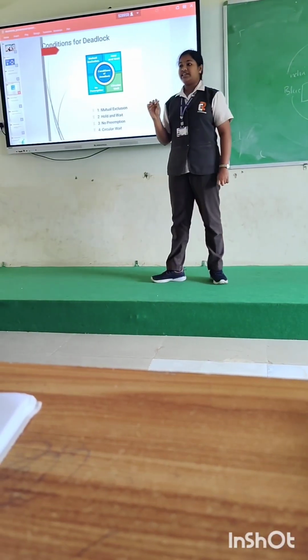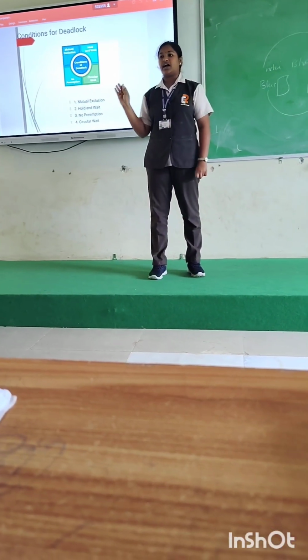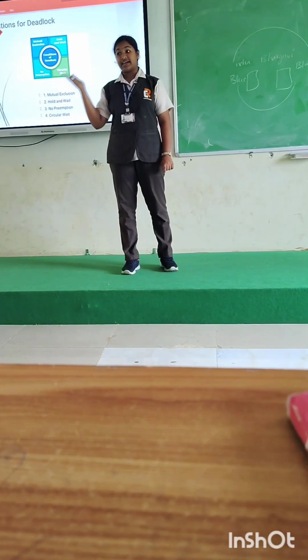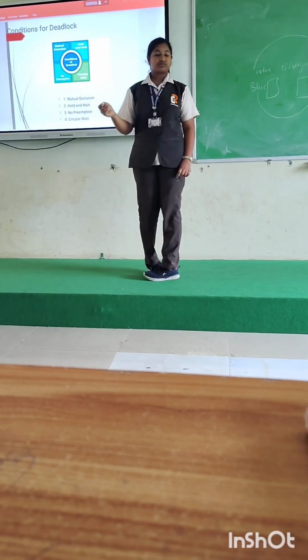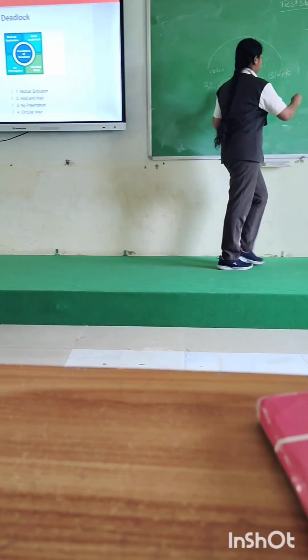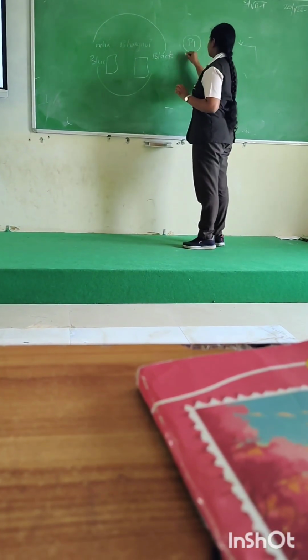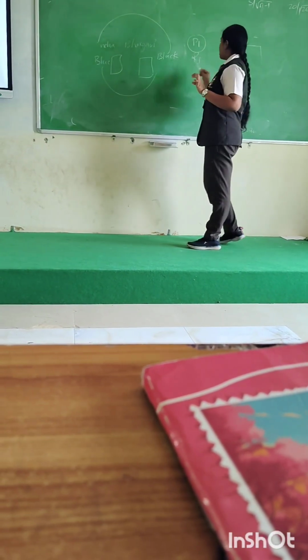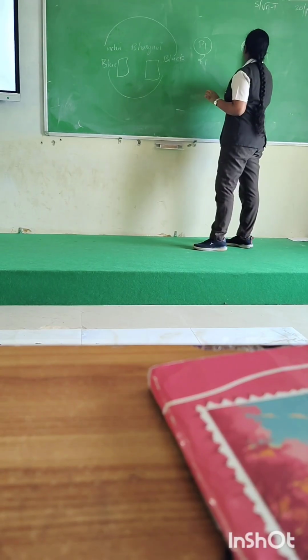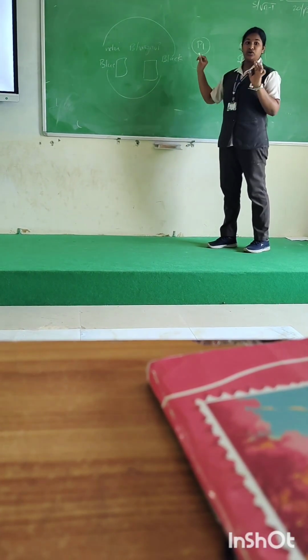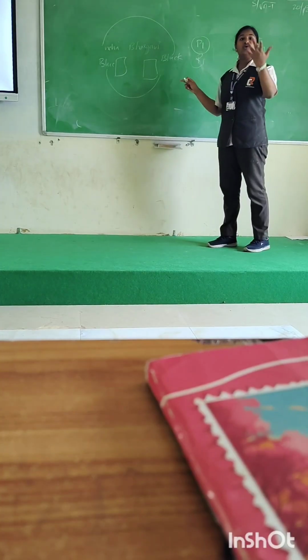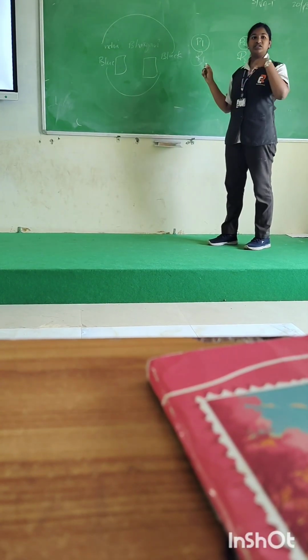Now I would like to discuss deadlock prevention. What is meant by deadlock prevention? Deadlock can be prevented by removing any one of the four conditions. Method 1: remove mutual exclusion. Allow resource sharing. Example, use shared printers or shared memory.